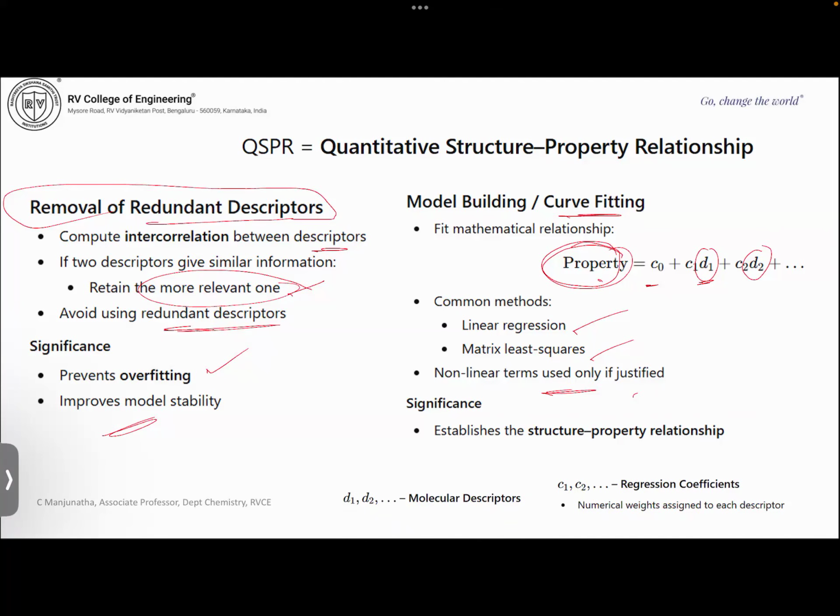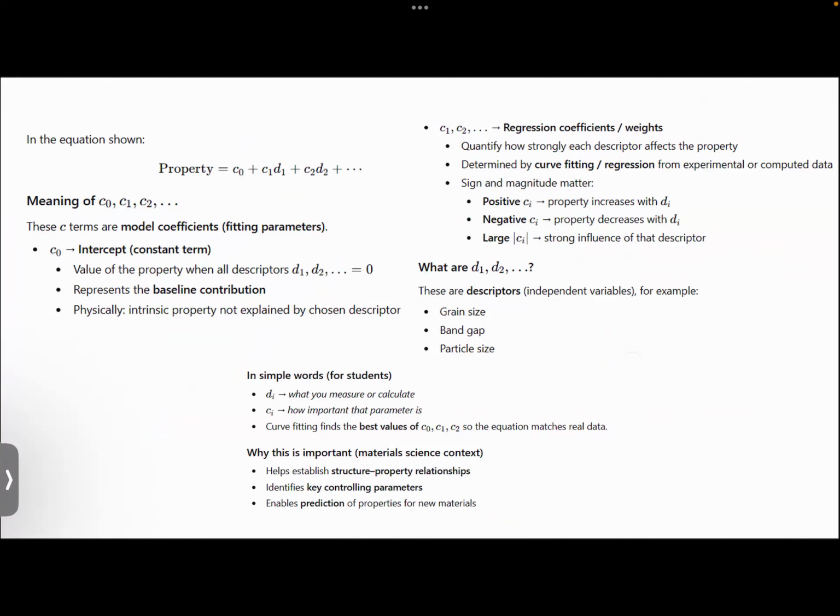So D1 and C1, C2 are regression coefficients. It is actually the numerical weights assigned to each descriptor, the percentage of the contribution of each descriptor. So in that equation, the C terms, C0 is actually the intercept. It is the constant term. The value of the property when all the descriptors are zero, it represents the baseline contribution. So physically, it is the intrinsic property not explained by the chosen descriptors. So that is the meaning of C0.